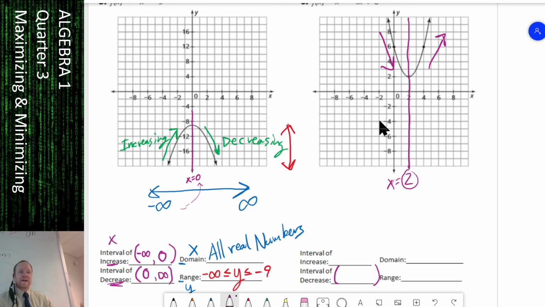What do we write when there's not a number low enough that we can reach? No matter what negative number, there's always a bigger negative number. What are we going to write to start this off with? I'm never going to find a lower number. It's going to go to negative infinity. So my interval of decrease goes from negative infinity, and it keeps on decreasing until it hits what x value right here? 2. So there's my interval of decrease.